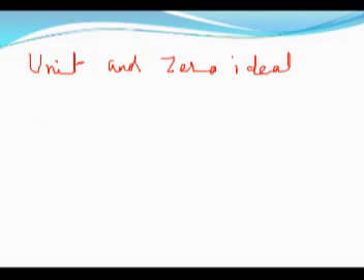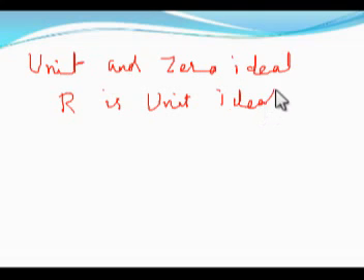So the unit ideal, we know the improper ideals, is called the unit ideal. And the singleton set {0} is called the zero ideal.